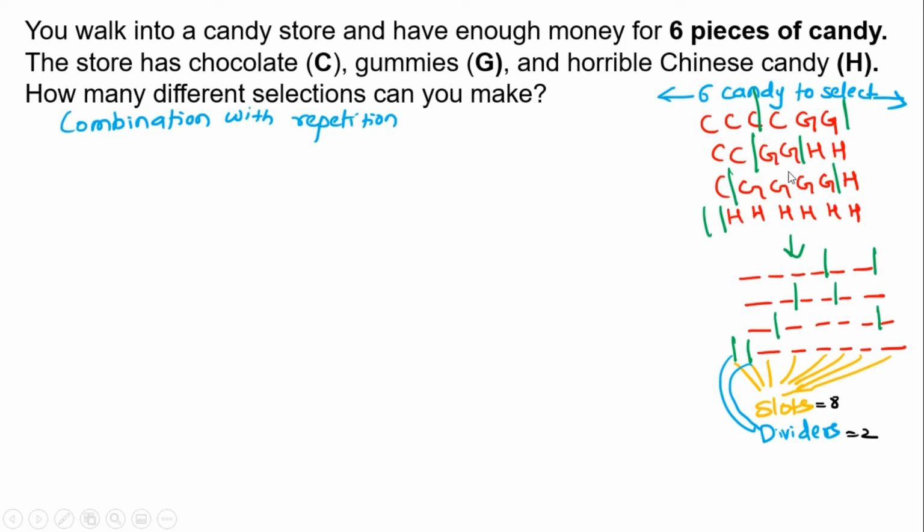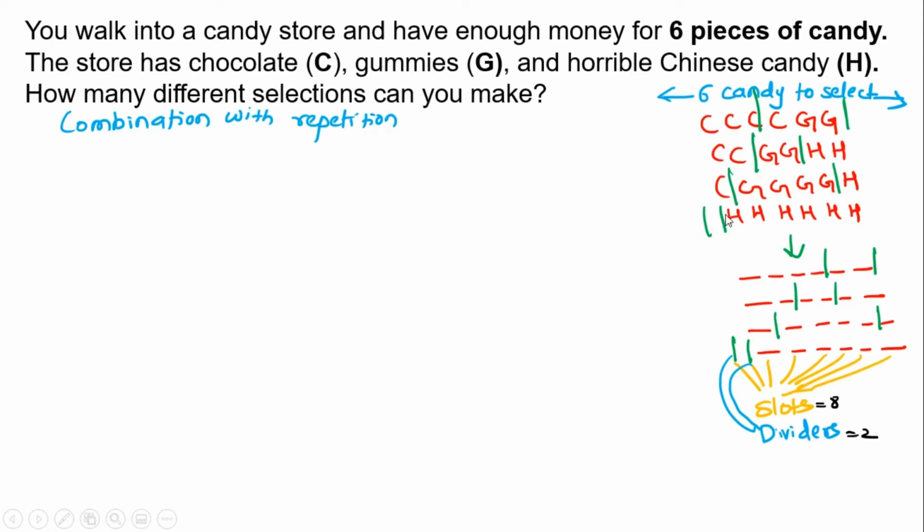Now I have to separate each of these categories from each other. So I will keep one divider over here, one over here. The last possibility is that I have selected all the horrible candies. I have not selected any other type of candy. So again you have to make a separation of all the different kinds of candy from each other. As there is no chocolate candy, we just keep a divider on the blank side.